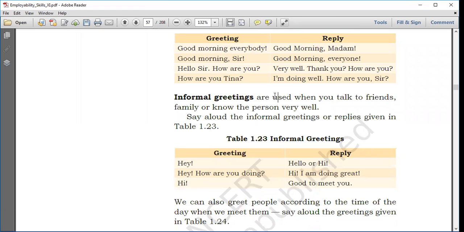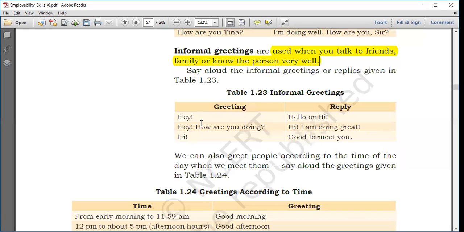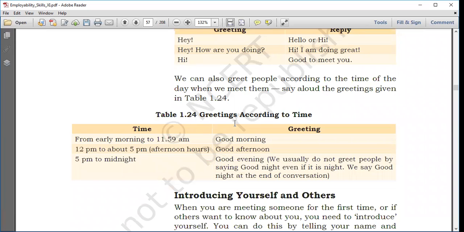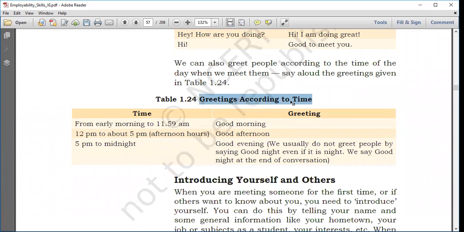Informal, when you talk to friends, family, or a known person, then we use informal greeting, right? Hello, hi, and these are the words being used there, right? Greeting time. This we all know that from early morning to 11:59 a.m. we use good morning. From 12 to 5 we use good afternoon. 5 to midnight we use evening, right? So we usually do not greet people by saying good night even if it is night. We say good night at the end of the conversation, right?